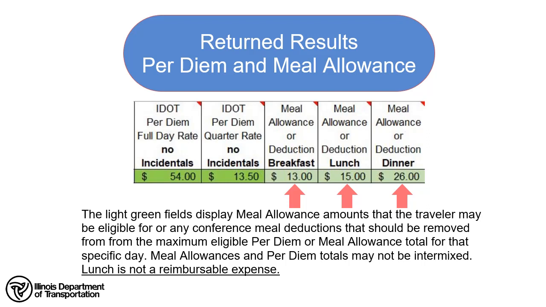The value returned may also be used as a deduction guideline for any conference-provided meals, which should be removed from the maximum eligible per diem or meal allowance total for that specific day. Meal allowances and per diem totals may not be intermixed. Lunch is not a reimbursable expense. The lunch value is only included for calculation of the maximum quarterly per diem or for a conference-provided meal deduction.